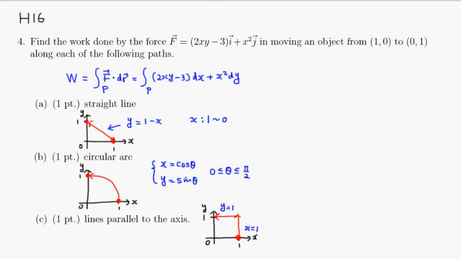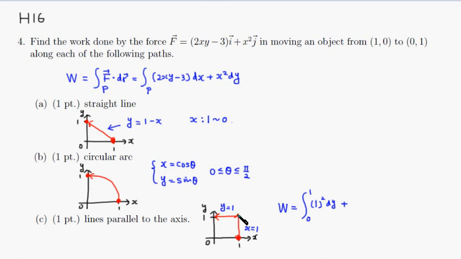Then the work is going to be: along this line there is no change in x value, so dx is 0 and we can ignore this part and focus on the other part. The x here is 1, so it's 1 squared dy, and y goes from 0 to 1. Along this path there is no change in y value, so we can ignore the second part, but we still have to do the first.